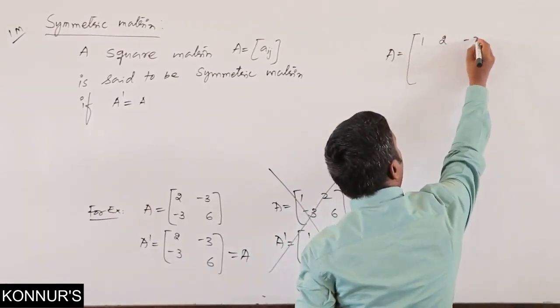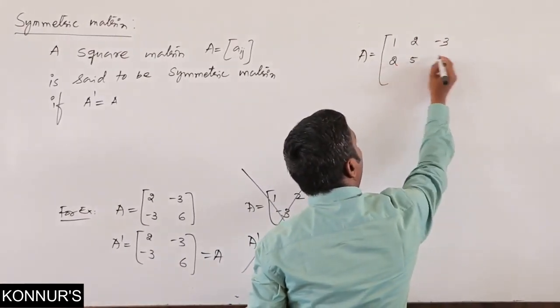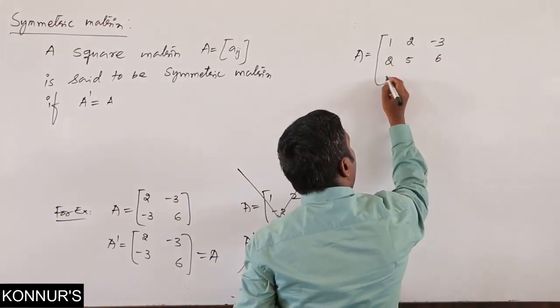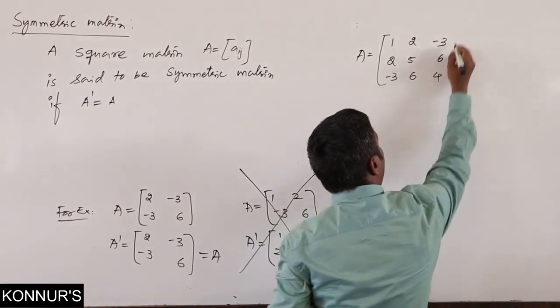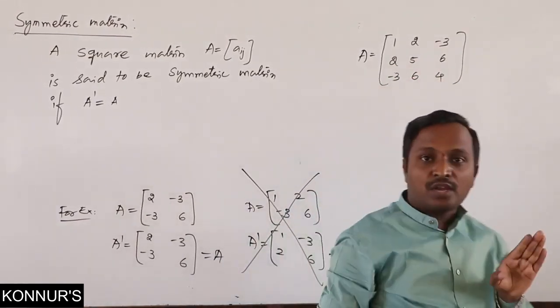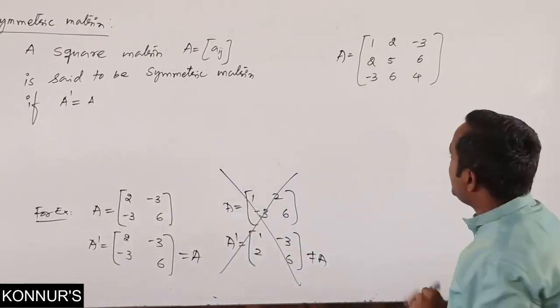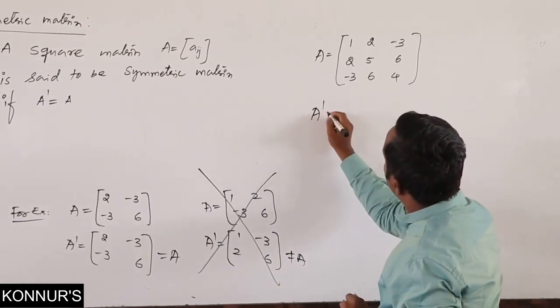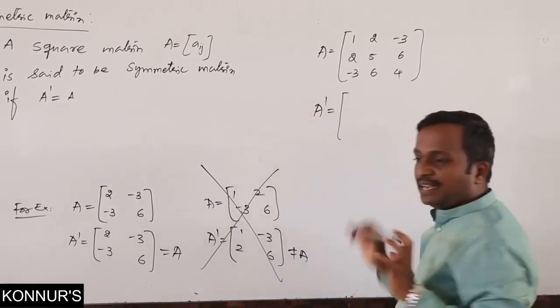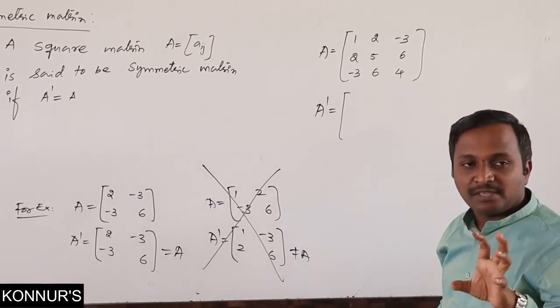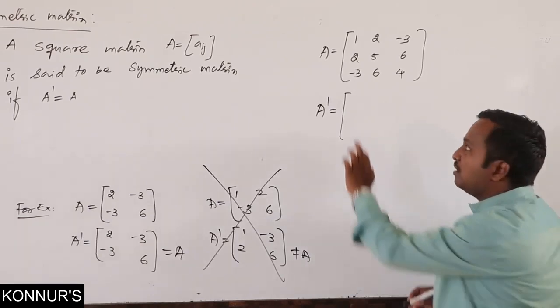1, 2, -3, 2, 5, 6, -3, 6, 4. If it is a matrix, okay? Now come to the point: A dash. How to make A dash? I said A dash is nothing but interchanging the rows and columns.